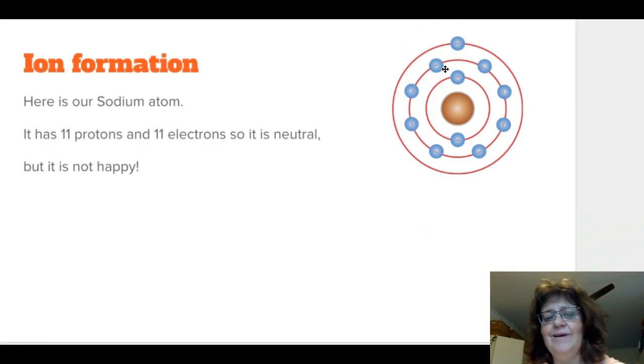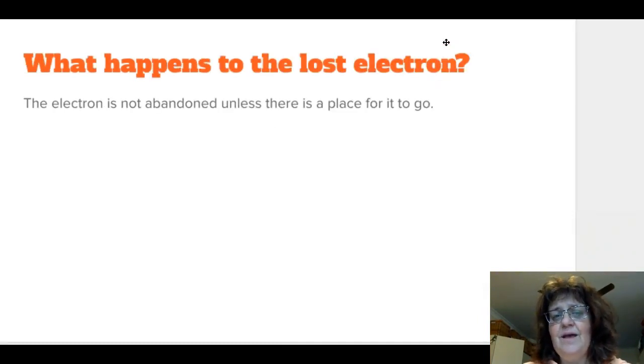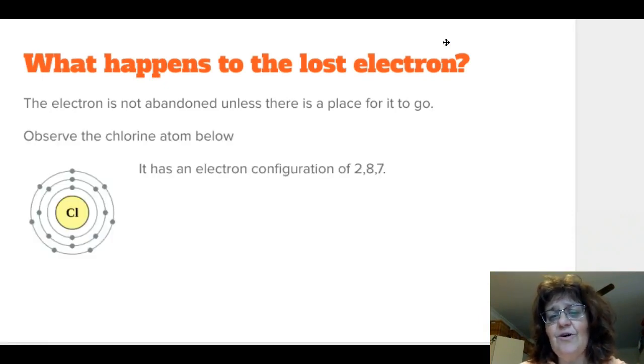But it's not happy. It does not like to have that one electron out there, mainly because it really wants a full outer shell. So what it does is it wants to kick that poor electron out that's sitting on the outside edge. But what happens to it? It's not abandoned. It can't move unless it's got a place to go.